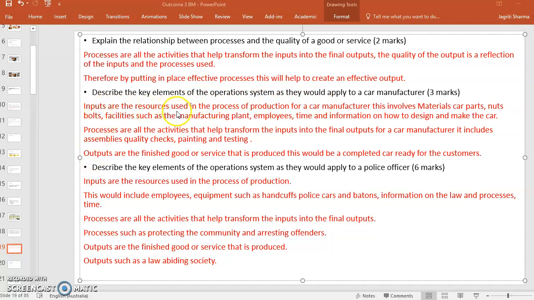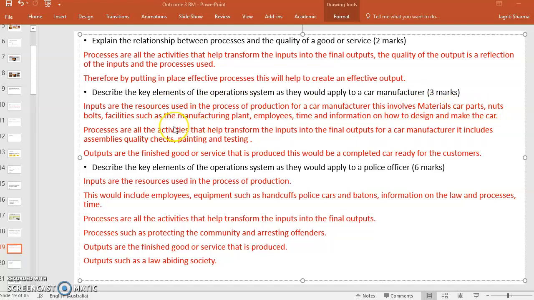Inputs are the resources used in the process of production of a car. This involves materials, car parts, nuts and bolts, facilities such as the manufacturing plant, which is also called your capital equipment, employees, time, and information on how to design and make the car. Even if you've used different words but they mean the same, then I'll be happy to give you 1 mark for this.